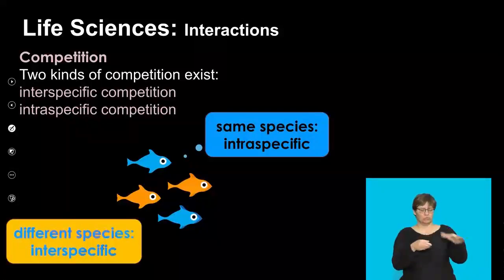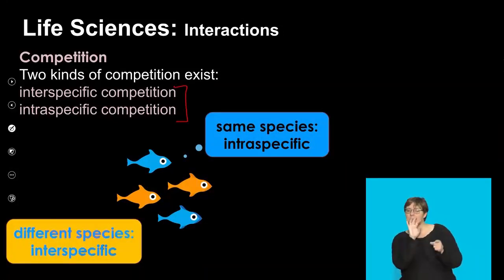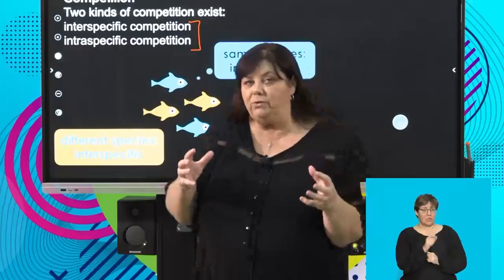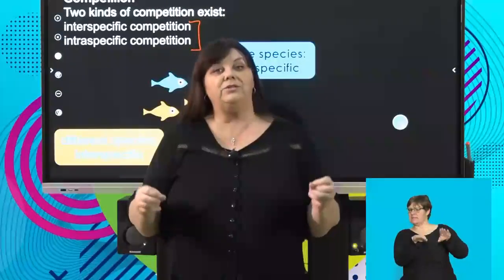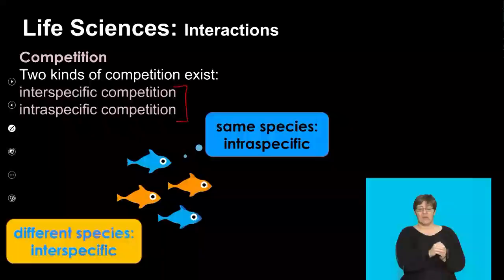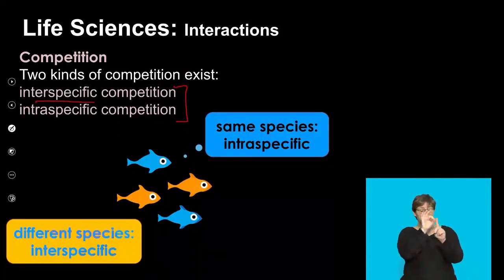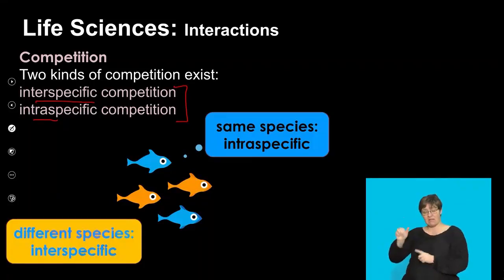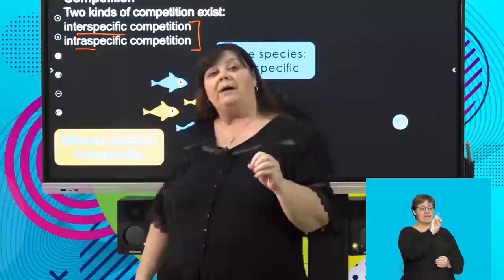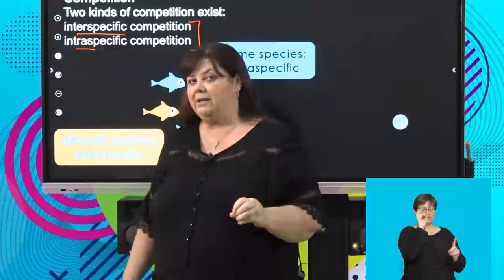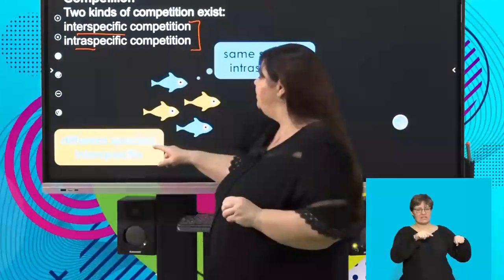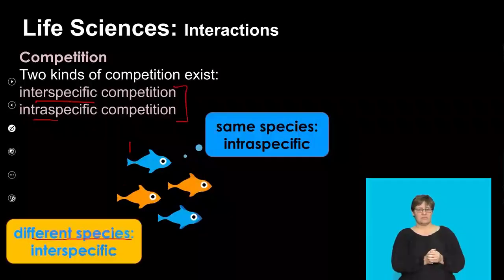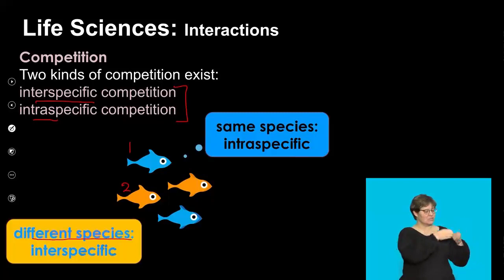Now, there are two different kinds of competition that exist, and we need to be able to distinguish between the two, and the two terms sound very similar. They are interspecific competition and intraspecific competition. So there's, once again, the English language making your life sciences life a lot more difficult. When we talk about interspecific competition, we're talking about different species. There's species 1, here's species 2. Two different species competing for the same resource.